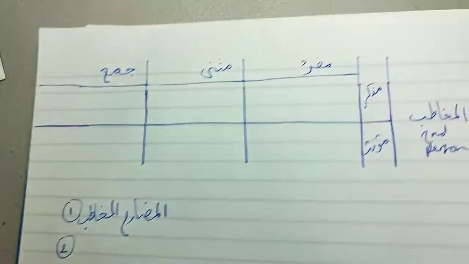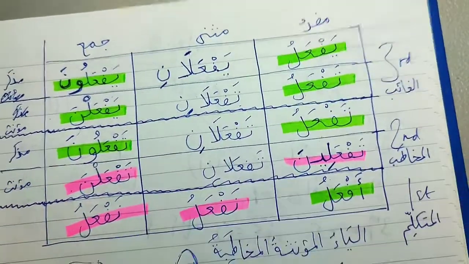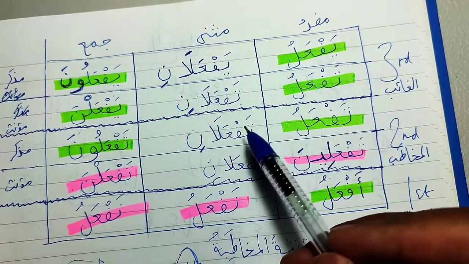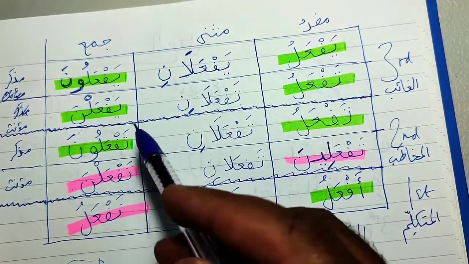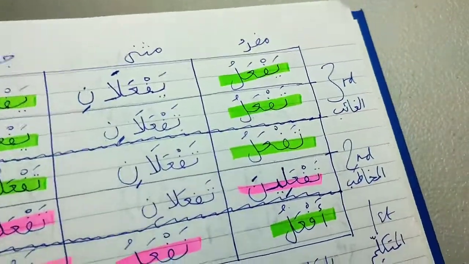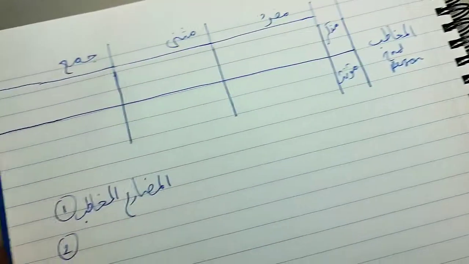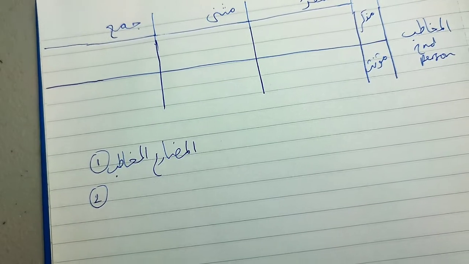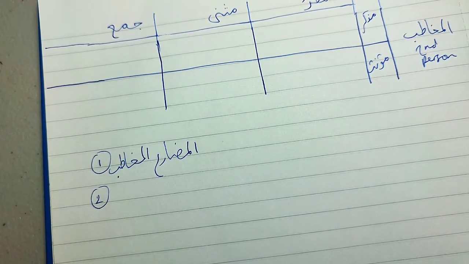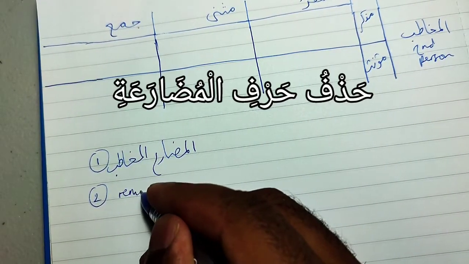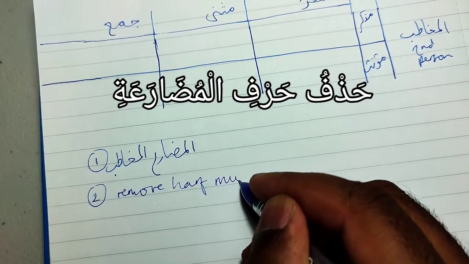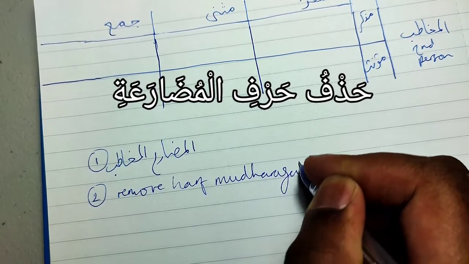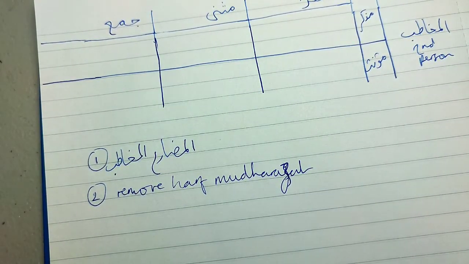Step number 2 is we have to remove the harful mudara'. We're going to remove the ta in all of them. We remove the harful mudara', which is the ta. Why are we removing the harful mudara'? Because this is a fi'l amr now. The harful mudara' is there to indicate that this is fi'l mudari'. So seeing as it's not fi'l mudari' no more, we don't need the harful mudara'. So remove harful mudara'. That's step number 2.